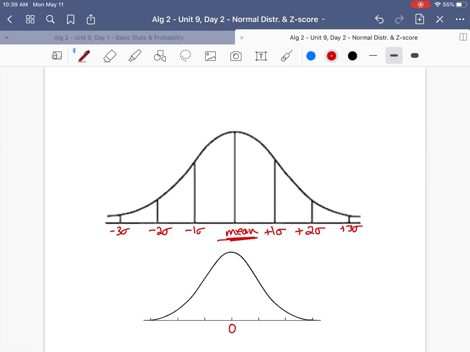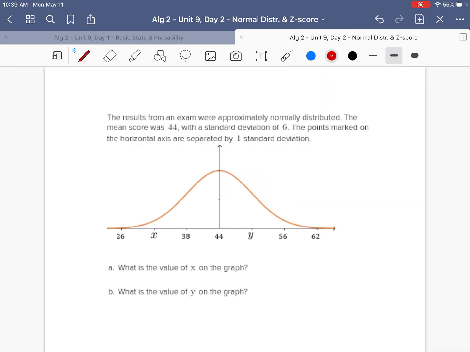And so if you see a normal distribution set up, a lot of times they put 0, 1, 2, 3 to mean your standard deviations above and below, and -1, -2, -3. Now we're going to do some examples that have actual other numbers, and so you'll see what I mean. All right, so like this one. The results from the exam were approximately normally distributed. So again, somebody has to tell you that to be able to use all these rules.